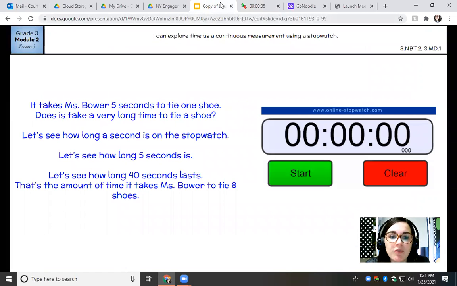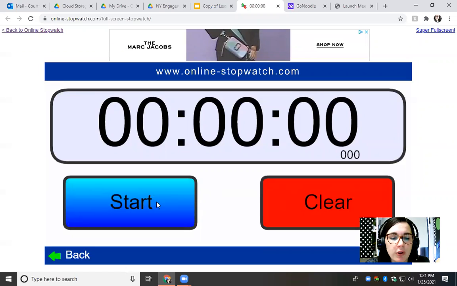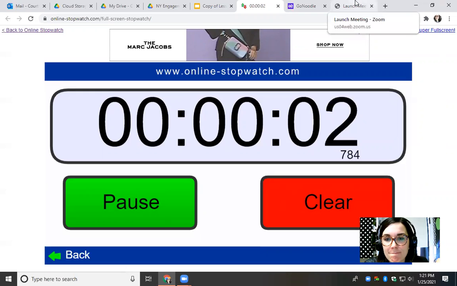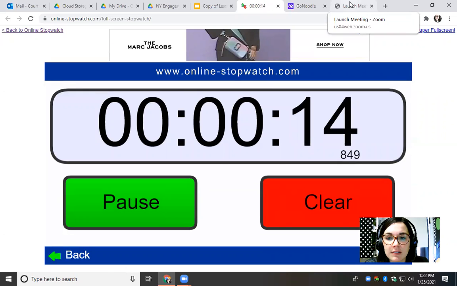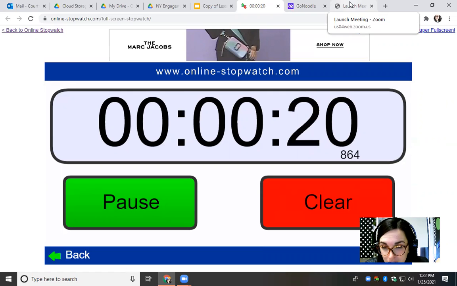Let's see how long 40 seconds last. That's the amount of time it takes Miss Bauer to tie 8 shoes. Okay, here we go. So let's see, she just tied one shoe. Now she tied another shoe, because remember, each one takes 5. Now another shoe. Now another shoe.